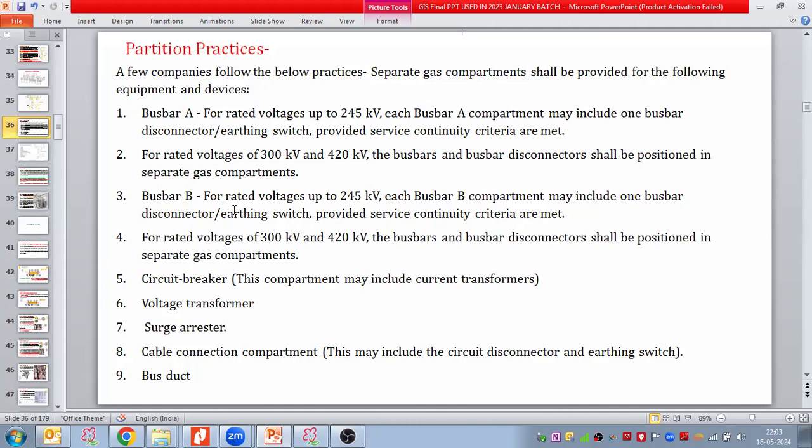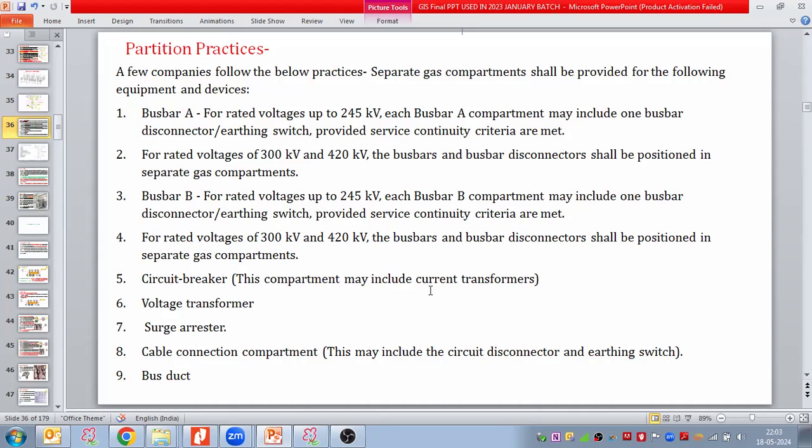Bus bar B, for rated voltage up to 245 kV, each bus bar compartment may include one bus bar disconnector and earthing switch, provided service continuity criteria are met, same as we have taken for bus bar A. For the higher rated voltage, the bus bar and bus bar disconnectors again follow the same as point number 2.